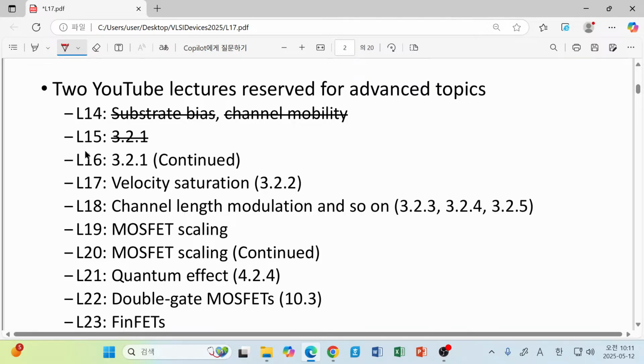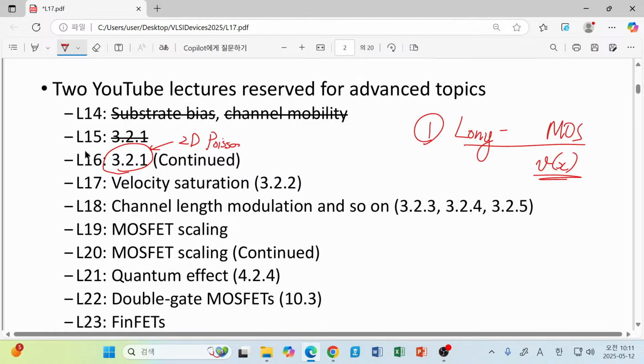tell you about the two-dimensional Poisson equation. So actually, in our previous lecture, I just introduced the equation itself, and in today's lecture, we have introduced some techniques to solve this problem, and it was quite easy. It means that long channel MOS, that should be the key. First, V of x takes this long channel MOS equation.